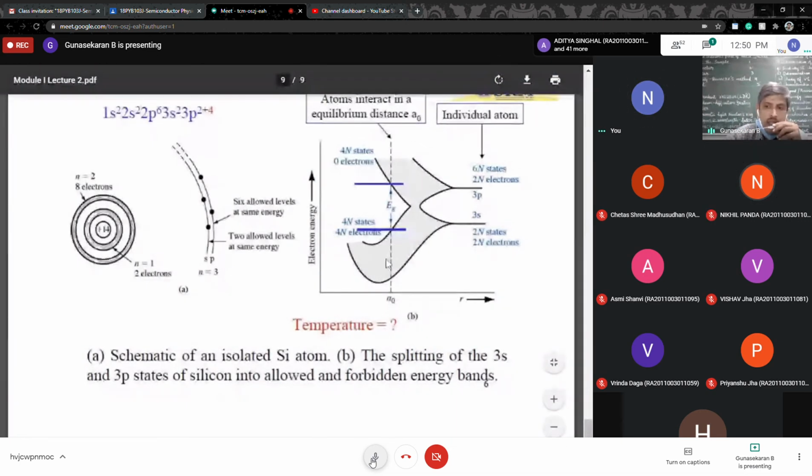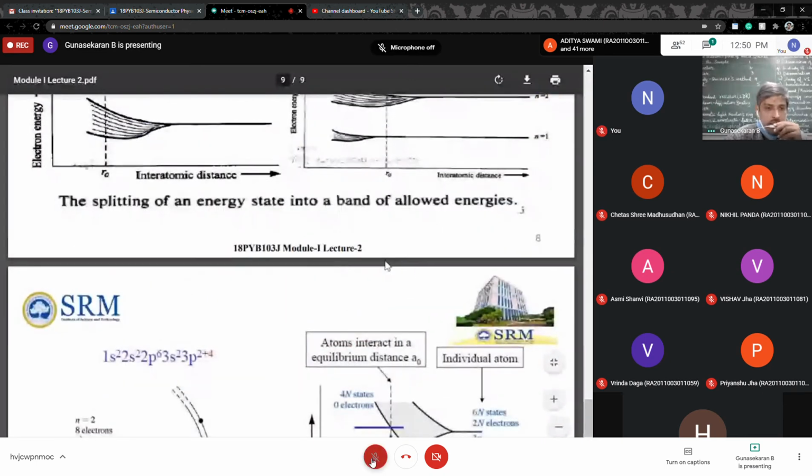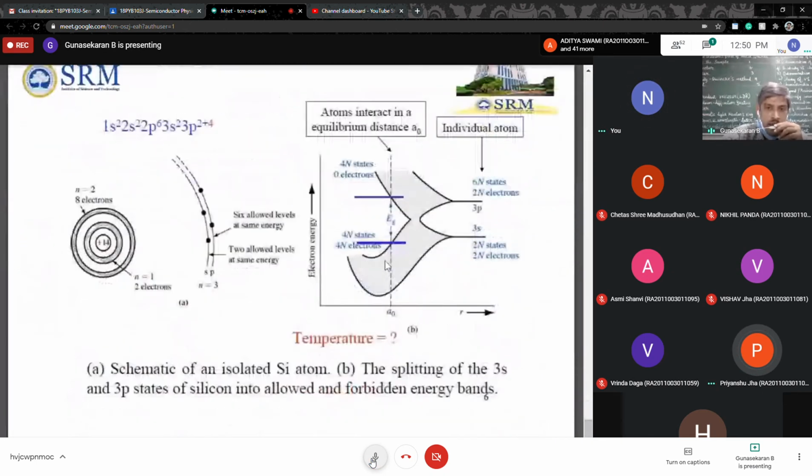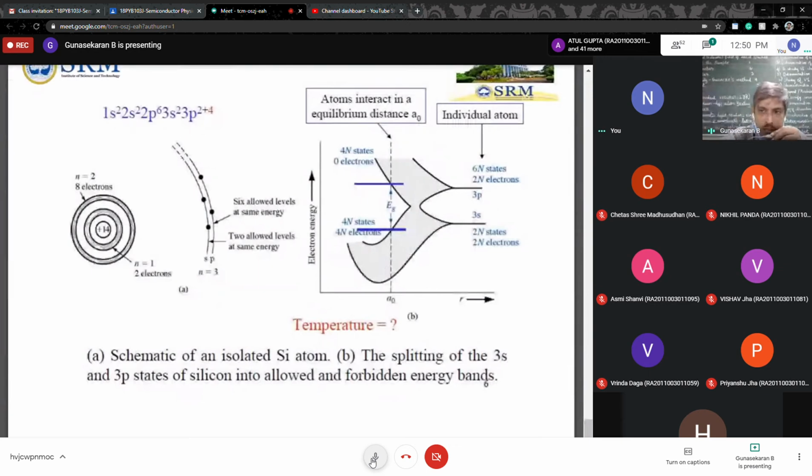Any doubts here? See, now this is the splitting here. This is the splitting of atomic energy levels, because the atoms come closer and closer, so this splitting takes place. That's given in the diagram, where they take the example of the silicon atom. The splitting of 3s and 3p states of silicon gives the allowed and forbidden energy bands with energy gaps. Any doubts?